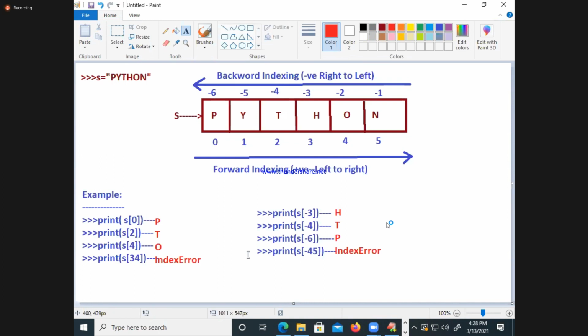So anytime indexing and slicing questions are coming, please have the memory diagram and try to answer very carefully. And this labeling is very, very important. Especially people will commit mistakes when it comes to backward indexing.